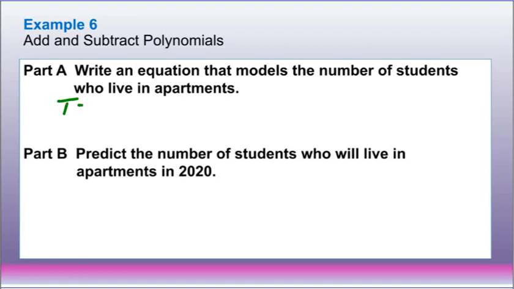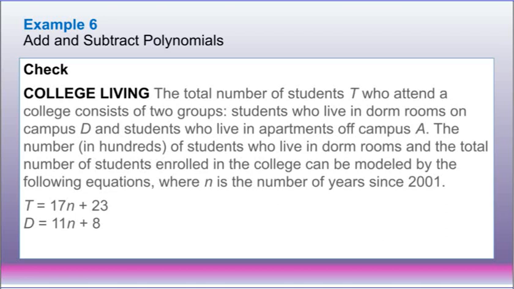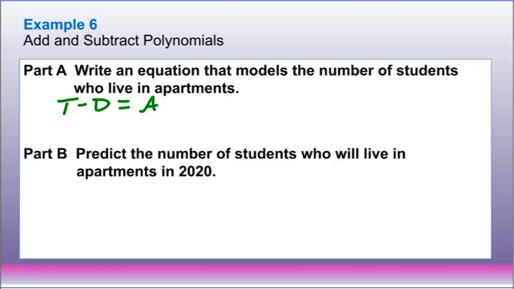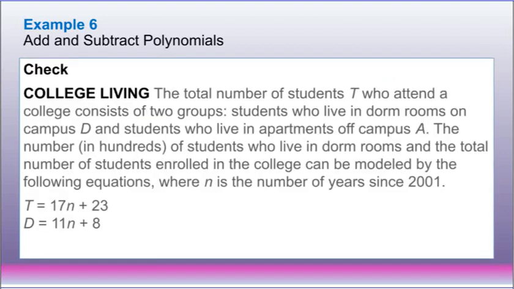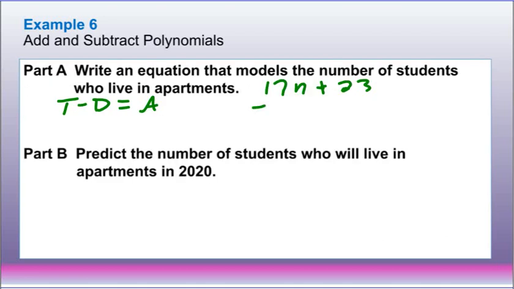So if we take the total minus the dorm students, that's going to give us those who live in the apartments. So if we take 17N plus 23 and we subtract from it 11N plus 8, so subtract 11N plus a negative 8, add straight down, and that gives us 6N plus 15.